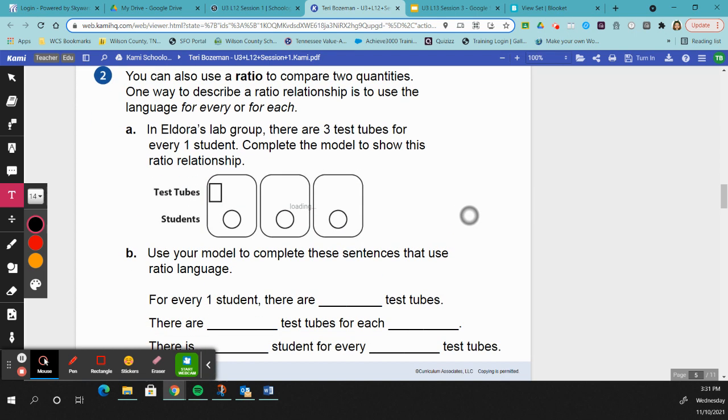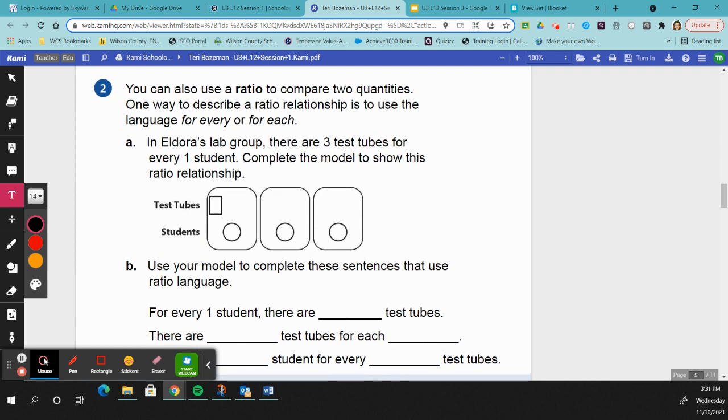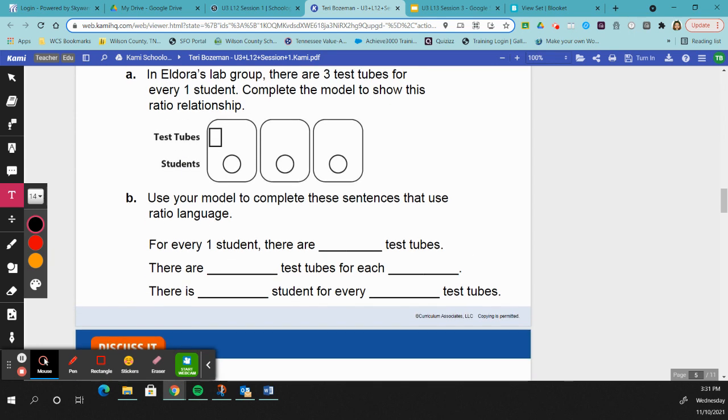All right. Number 2 says you can also use a ratio to compare 2 quantities. One way to describe a ratio relationship is to use the language for every or for each. In Eldora's lab group, there are 3 test tubes for every 1 student. Complete the model to show this ratio relationship. So 3 test tubes for every student. So we need 3 to 1. So that is a model.